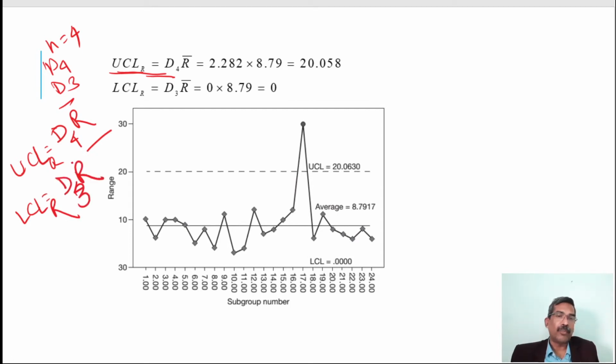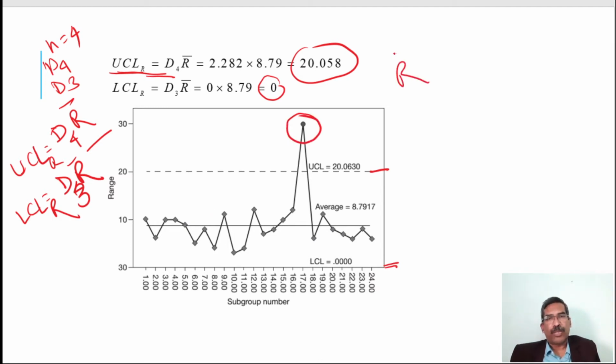D3 R bar. So in this case you can see this is the upper control limit and this is the lower control limit. Upper control limit is this, lower control limit is 0 here. So there is only one subgroup out of control in the R chart. So what should we do to find the revised control limits and revised center line?